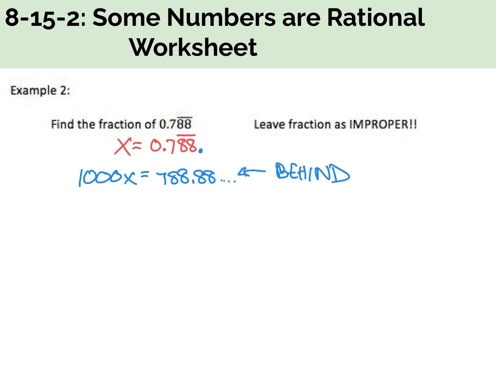Step 3, we're going to create an equation where the decimal is in front of the repeat. So we moved it once, so it's going to be 10x, and then 7.88 being repeated. This is where it's in front.